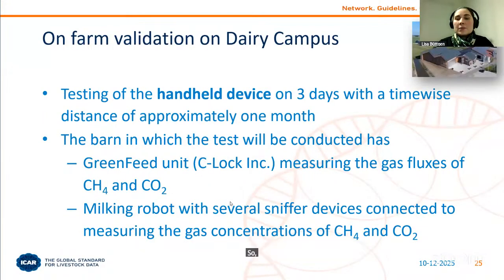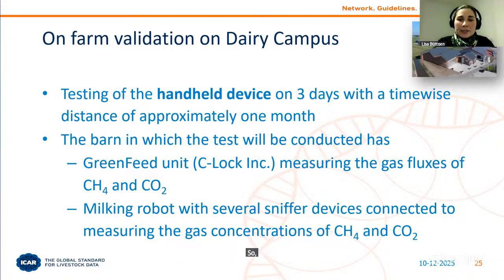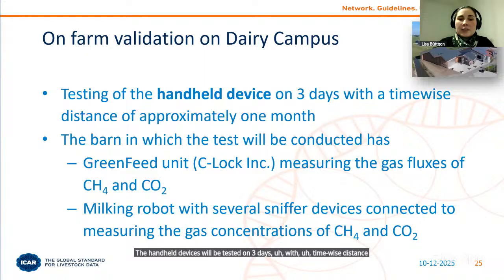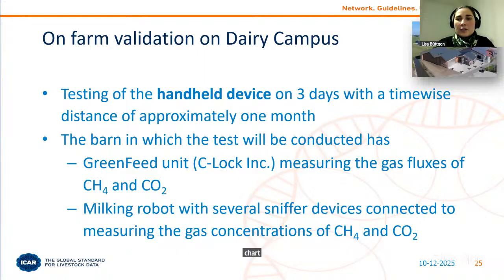So that was the description for the sniffers. Now the one for the handheld devices and similar devices. So basically, the handheld devices will be tested on 3 days with a time-wise distance of approximately 1 month to also capture different environmental influences instead of just having it on 1 week.